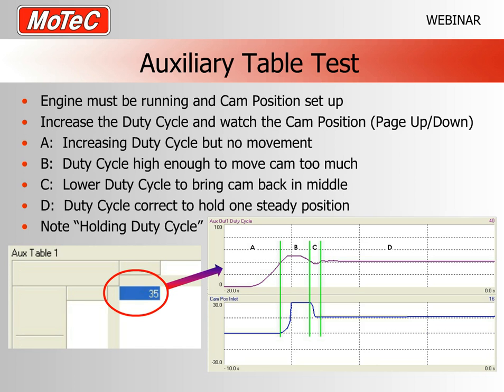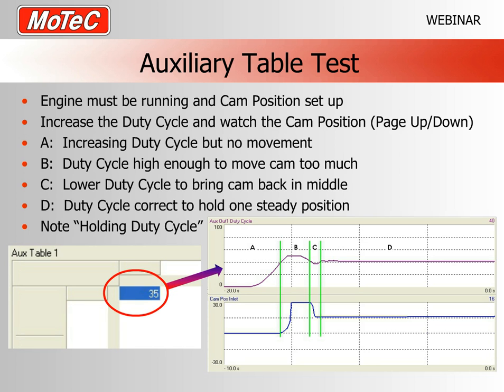Now what we're going to do is basically start with our table, and we're going to start at 0, and we're just going to use the page up button to go up in duty cycle. So you can see here in my section that I've labeled A that we're starting at 0 and we're slowly moving the duty cycle up. Now from our actual cam position, you can see down here in the A area that we're not actually moving the cam. So that means we haven't quite got to the duty cycle that's going to make this cam move.